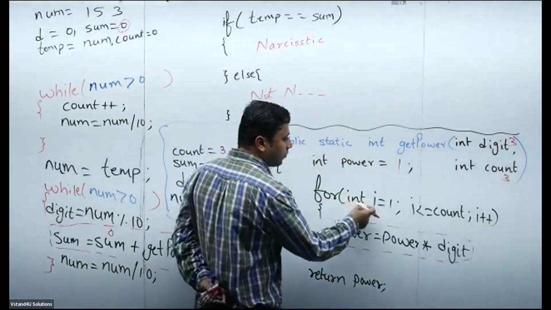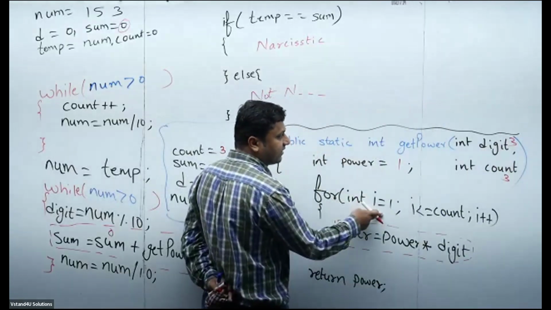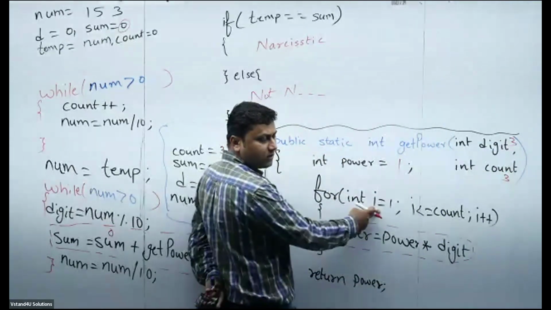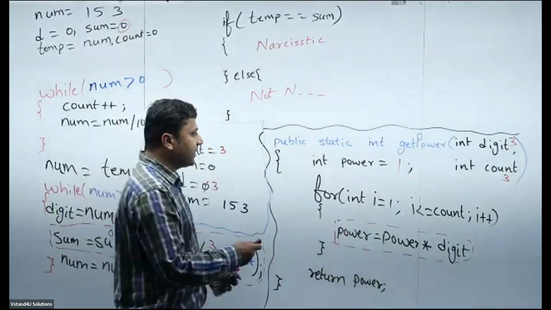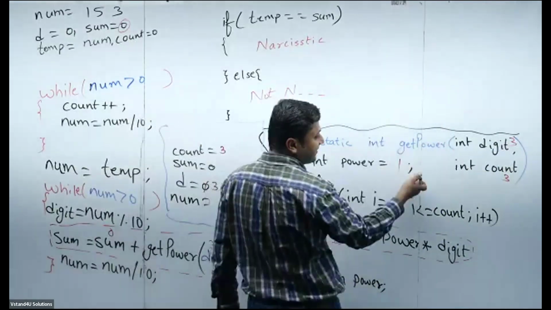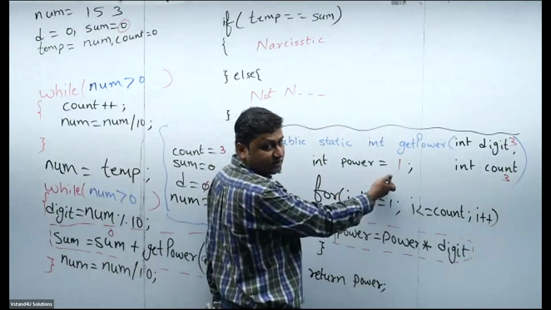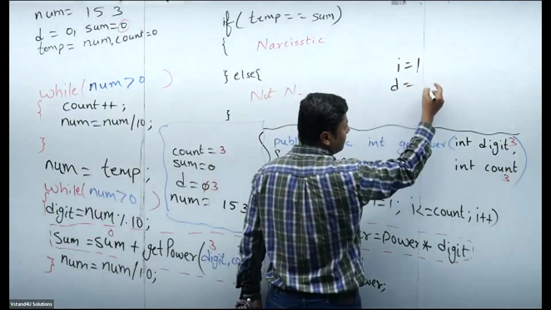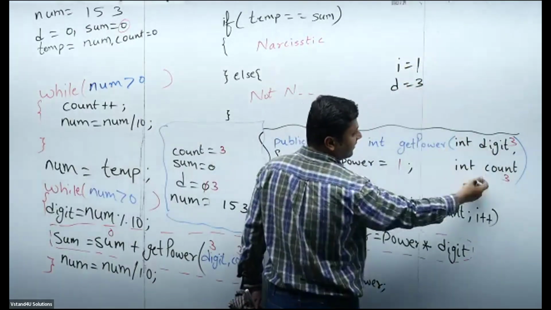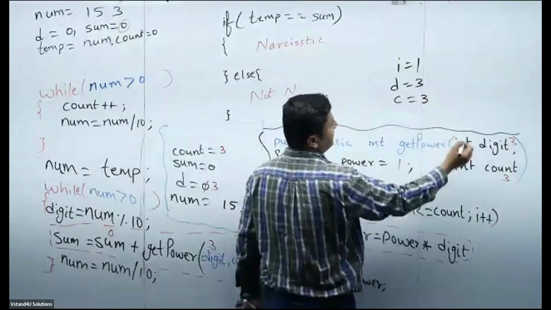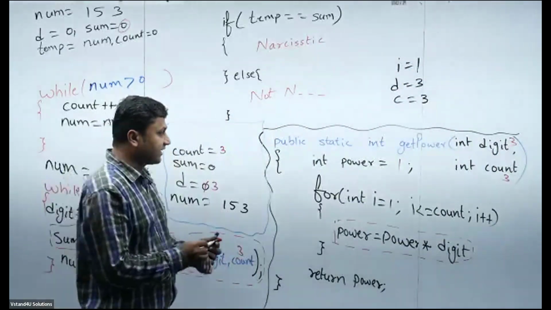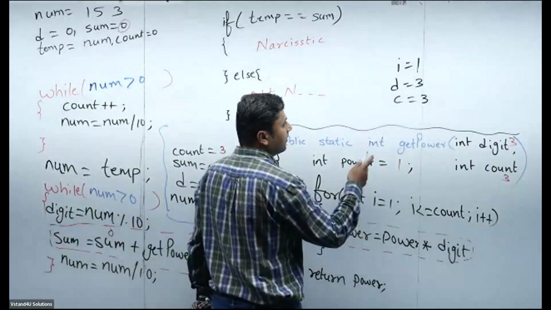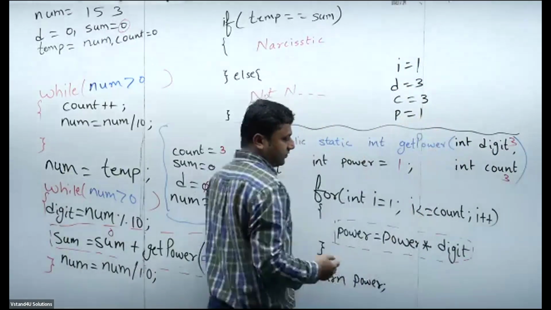Okay, sir. Now come again. What are the variables I have? Another variable I have taken. In this method, I write local variables of this method: i, digit equal to 3, count equal to 3. Done, sir. Yes, sir. I have taken one more variable, power, equal to 1. Done, sir.